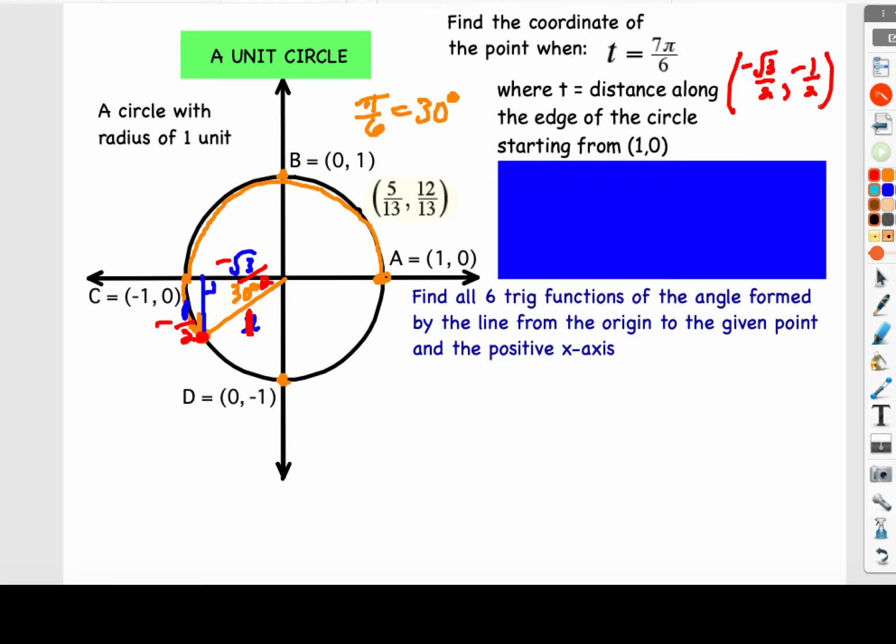Now, down at the bottom, we're not talking about just finding a coordinate. We want to find the trig functions. So find all 6 trig functions of the angle formed by a line from the origin to the given point. So now we've got the given point up there, 5/13, 12/13. Well, now 5 is a little shorter than 12, so I'm not going to put that where that black dot is. I'm going to go ahead and draw this a little higher up here. But essentially, we've got a triangle going on where this was 5/13 and this was 12/13, as far as where that point would fall.